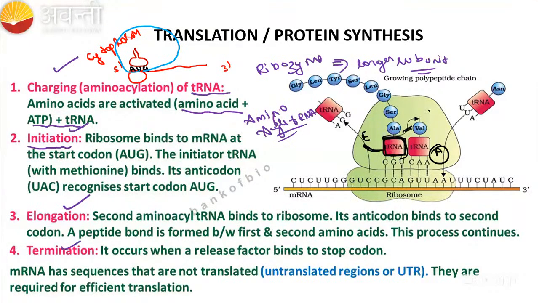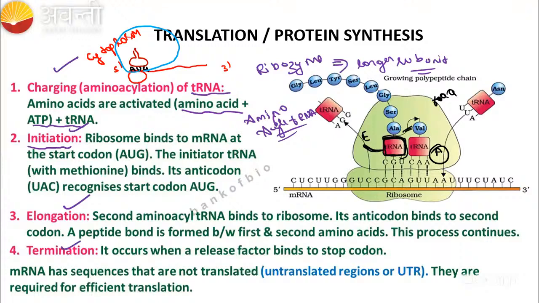Again another amino acid will come at the A site, and it will form the bond with the second amino acid, and again the tRNA will exit. The same again, the third amino acid will come along with its tRNA, and again it will form the peptide bond. Now it will move to the exit site, and from the exit site it is going to exit. So this is how the peptide bond is formed, and this goes on elongating.